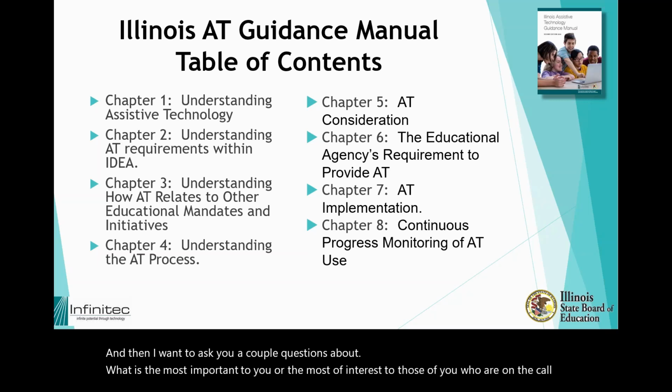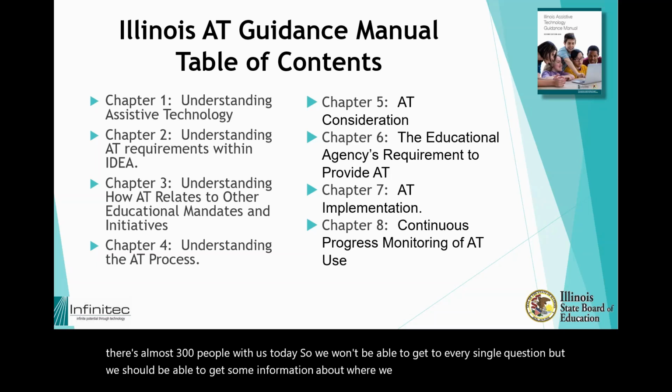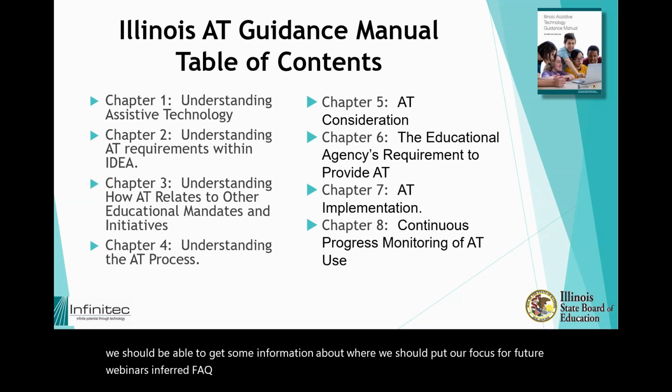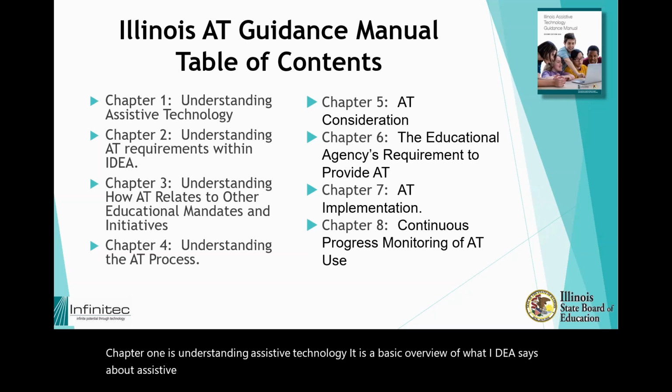There's almost 300 people with us today, so we won't be able to get to every single question, but we should be able to get some information about where we should put our focus for future webinars and for frequently asked questions documents. Chapter 1 is Understanding Assistive Technology. It is a basic overview of what IDEA says about assistive technology devices and assistive technology services, and some of the basic information that's in the Illinois Guide.